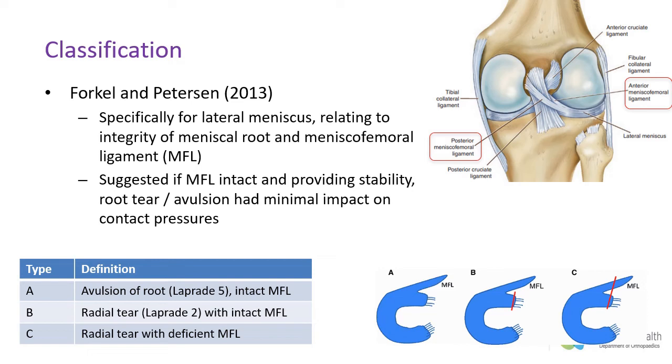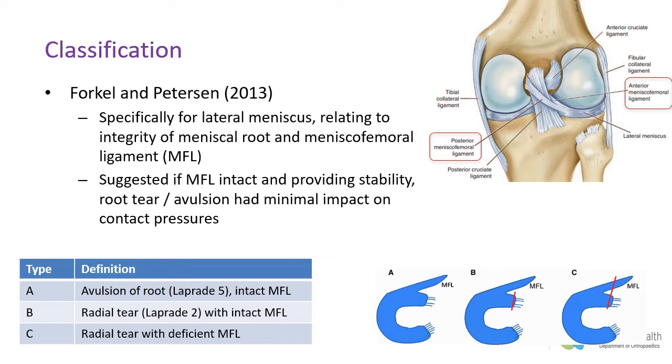As seen here, the anterior and posterior meniscofemoral ligaments run medially from the posterolateral root, anterior and posterior to the PCL, to attach onto the medial aspect of the femoral notch. These provide supplemental stability to the lateral meniscus and may remain intact despite a root tear. Type A has a root avulsion and type B has a root tear, while both retain intact meniscofemoral ligaments.